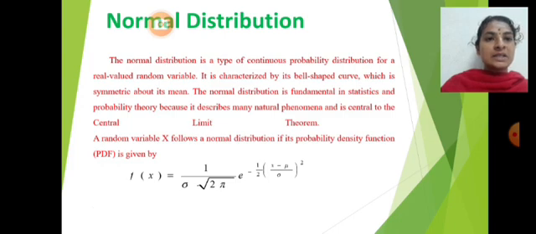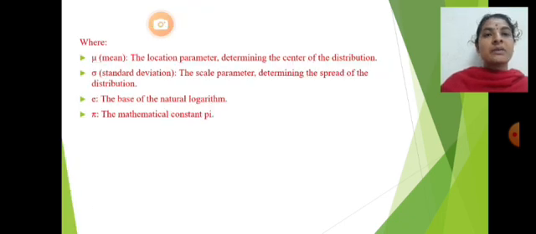the central limit theorem. A random variable x follows normal distribution if its probability density function is given by f(x) = 1 by root 2 pi sigma e power minus 1 by 2 ((x minus mu) divided by sigma) the whole square, where mu is mean, sigma is the standard deviation, e is the base of the natural logarithm, pi is the mathematical constant.